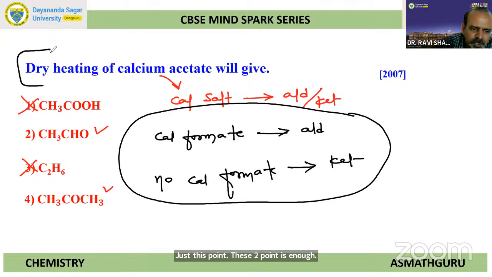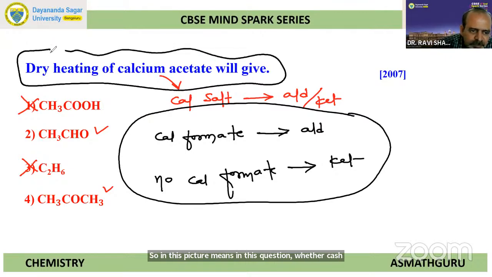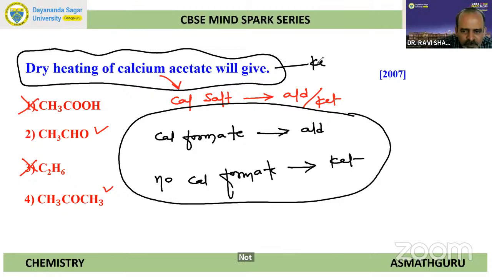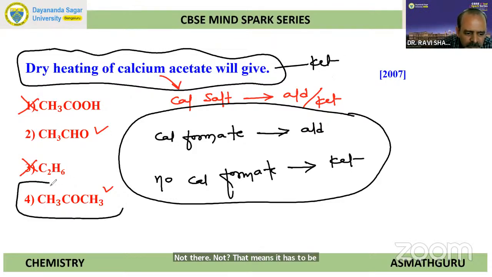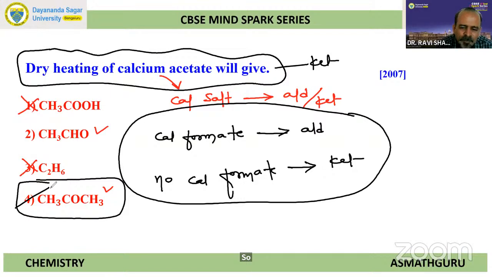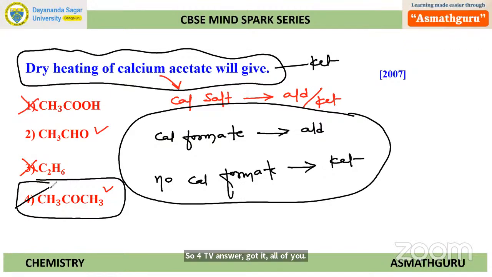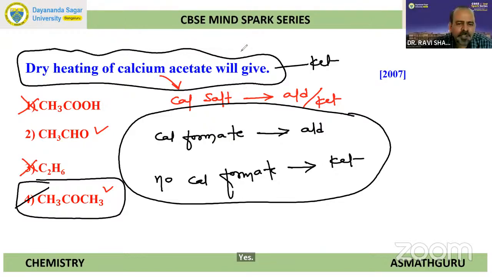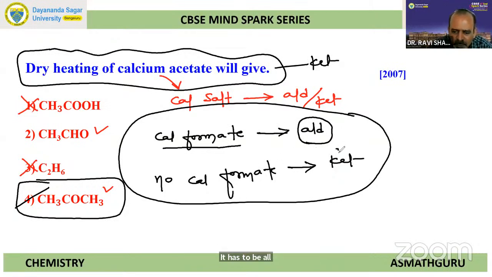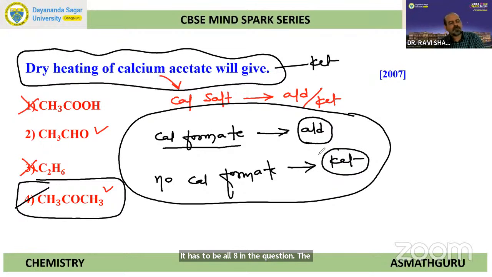So in this question, is calcium formate there? No, sir. Not there means it has to be ketone, sir. Ketone means only one option. So the fourth is the answer. Got it? All of you? Let it be any calcium salt. This is a shortcut. Very simple. In the question, if calcium formate is there, it has to be an aldehyde. If calcium formate is not there, that means it is a ketone. Over.